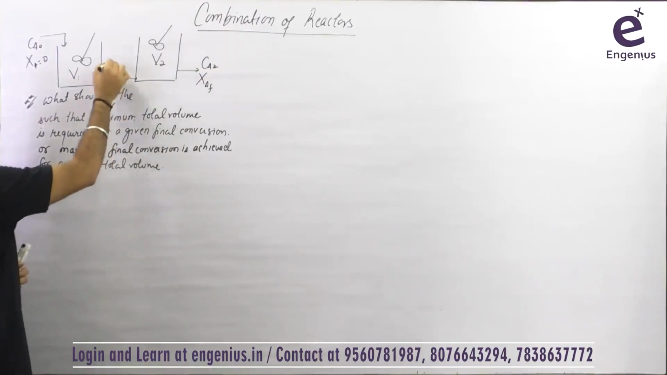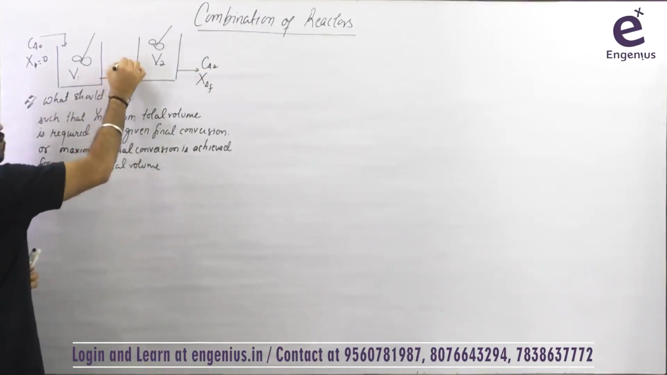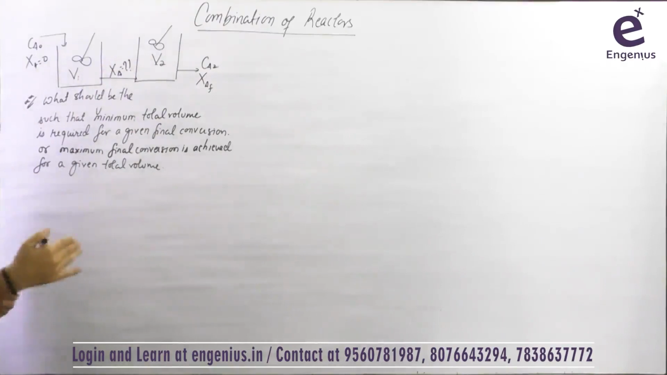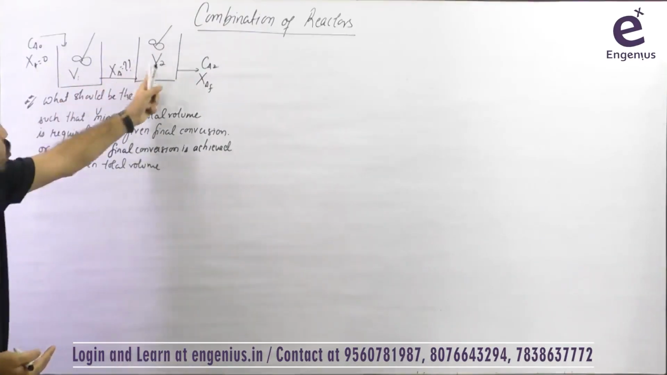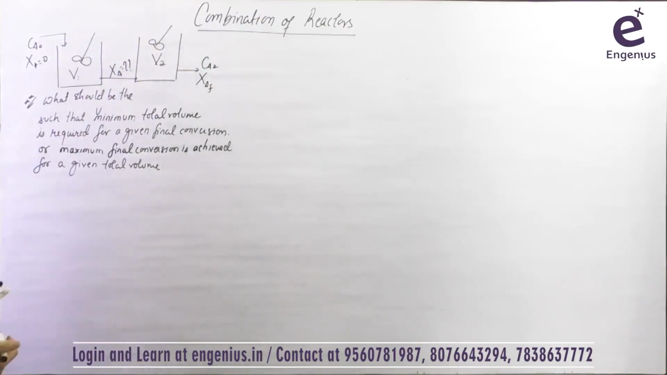Or you can say, what should be this conversion? What about this conversion? This is not fixed. This will change. You have to change it in such a way that the sum of these two volumes becomes minimum. That is the minimization of the total volume of reactors connected in series. The arrangement is not this; we will talk about arrangement later.